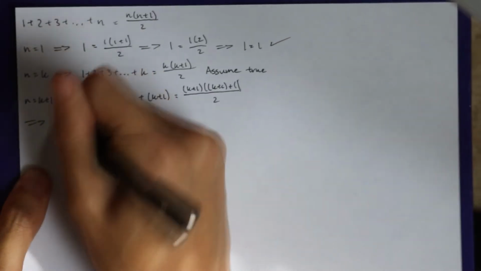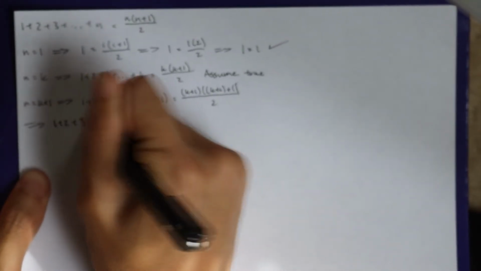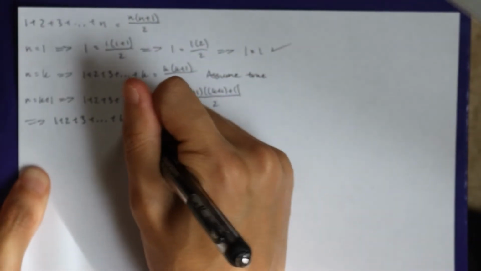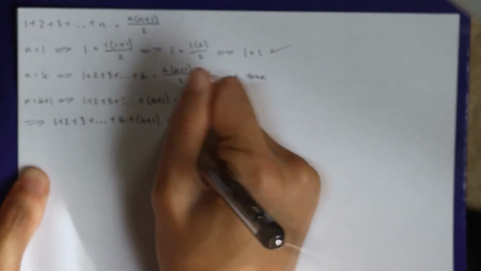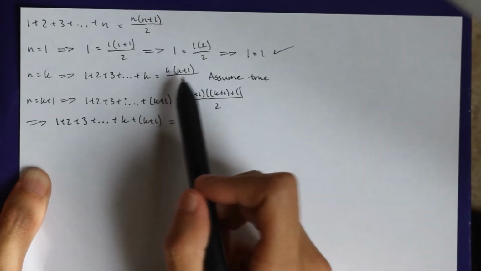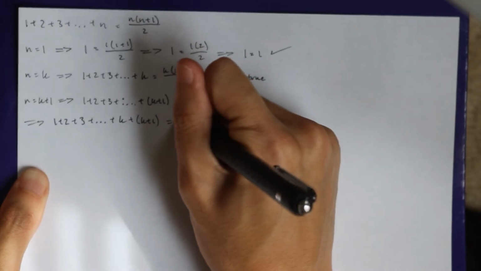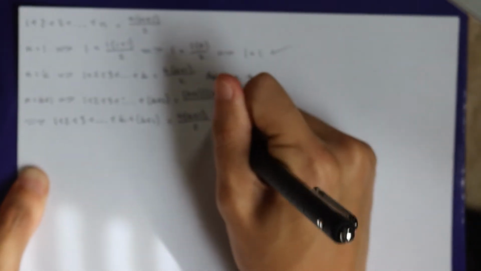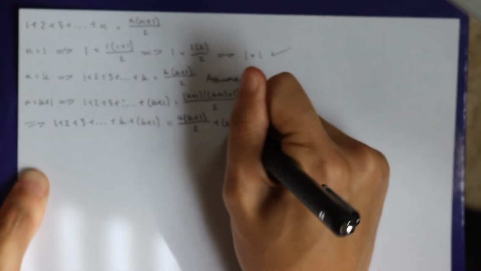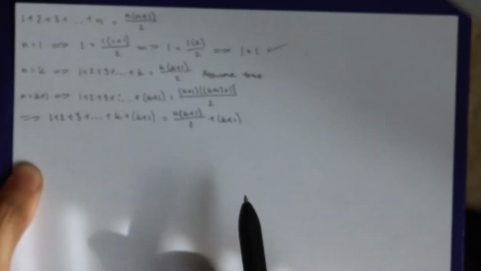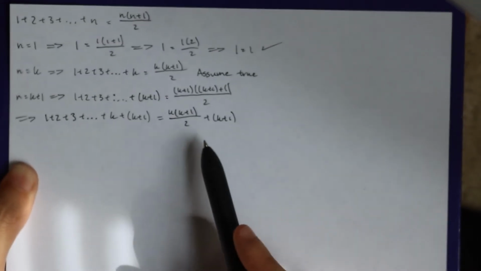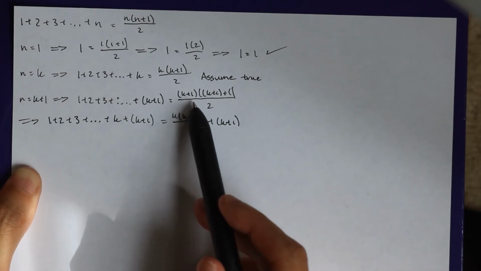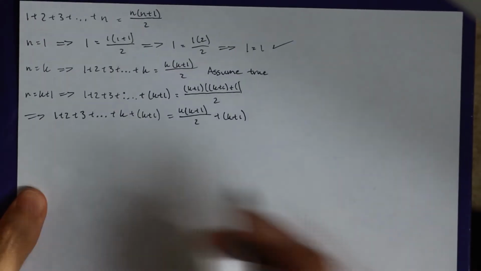Now we would have 1 plus 2 plus 3 plus dot dot dot plus k, and now let's add the term for k plus 1 to both sides. So we add the k times k plus 1 divided by 2, then we add the term plus k plus 1. This involves some algebra that we have to do in order to show that the case is true for k plus 1. So let's do that right now.